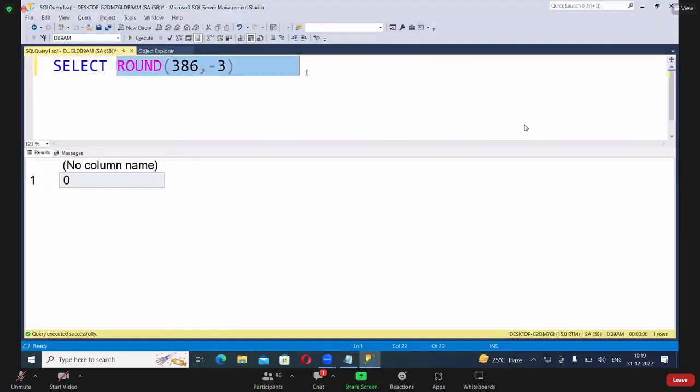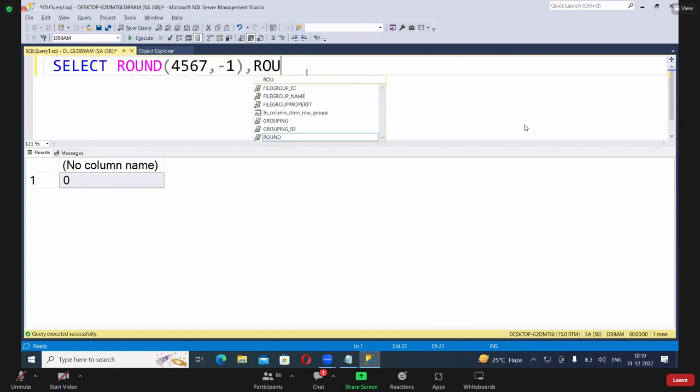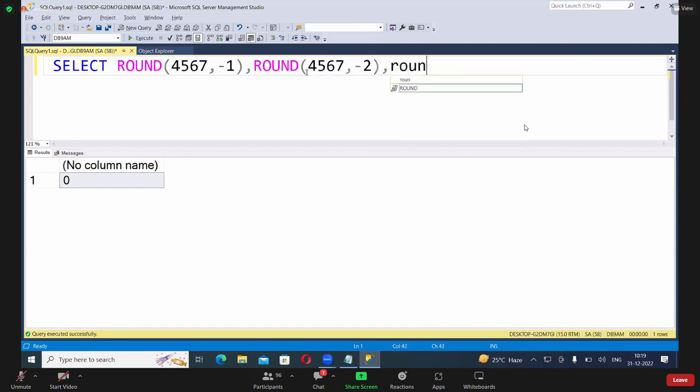Now, you tell me what is the output of this? 4567 minus 1, 4567 minus 2. Next one, 4567 minus 3. What is the output of this?